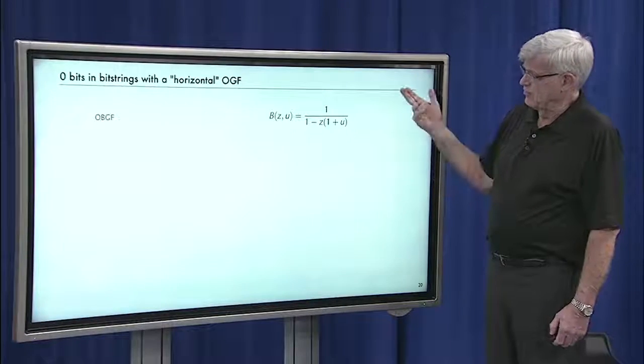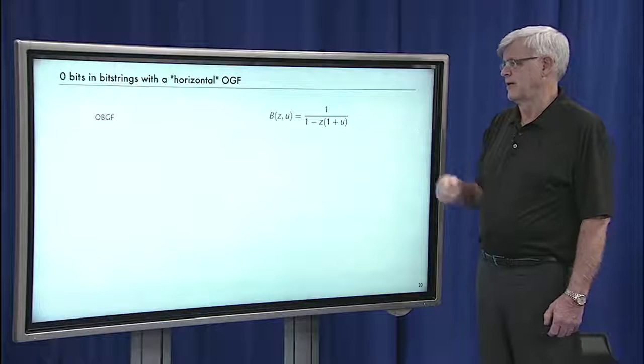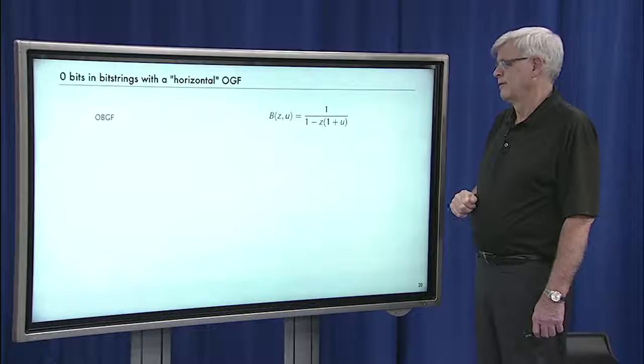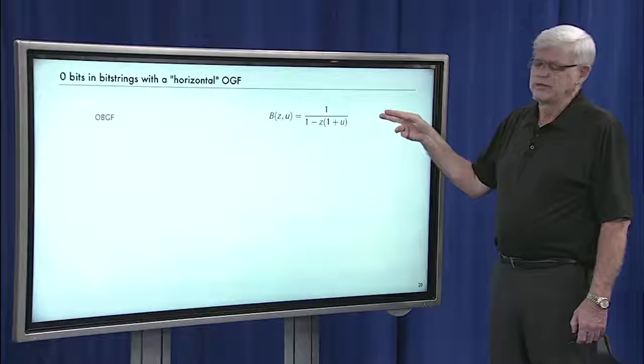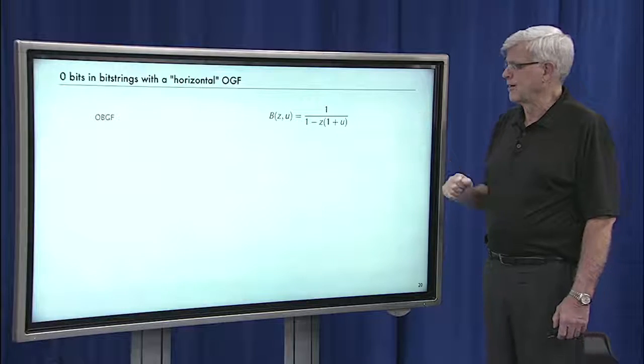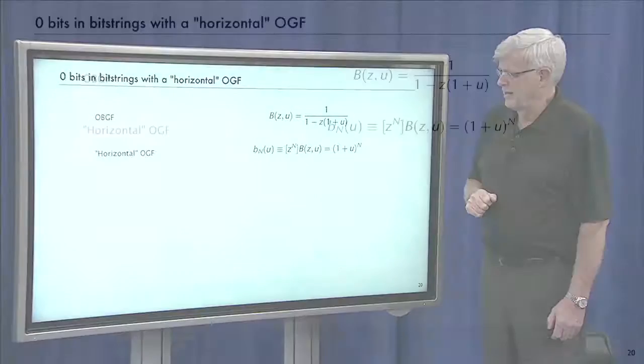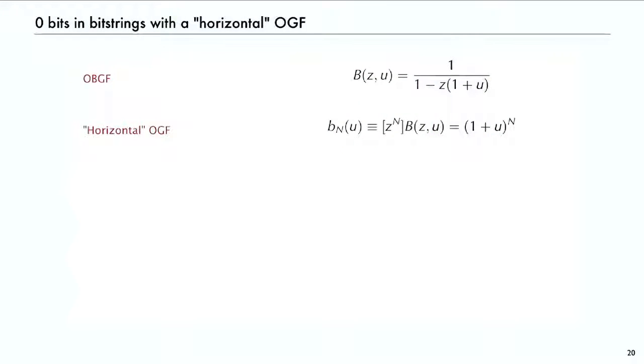So let's look at using this example for 0 bits in bit strings. So again, that's our starting point, the two-variable ordinary bivariate generating function. The horizontal version is the coefficient of z to the n in that. Coefficient of z to the n in that is 1 plus u to the n.